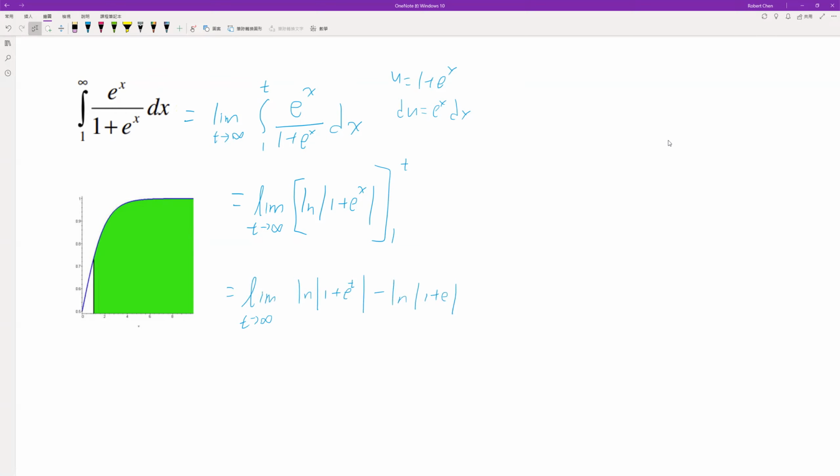Then we know this is going to infinity, right? e to the infinite power, and then ln of that is still going to infinity. So in this case, we say that this integral is divergent. If it goes to positive infinity or negative infinity, we say that it is divergent. And we'll take a look at some other examples.